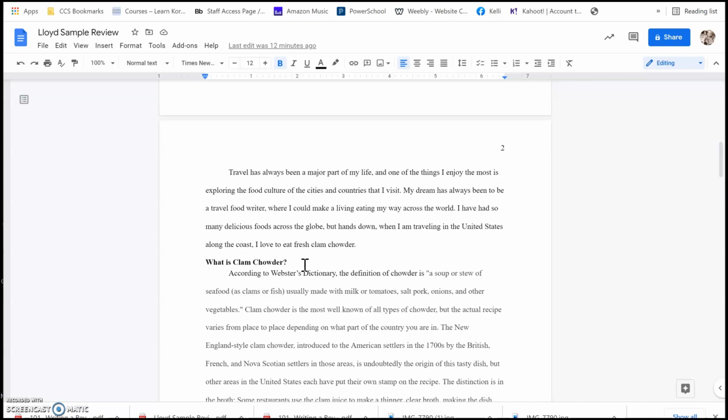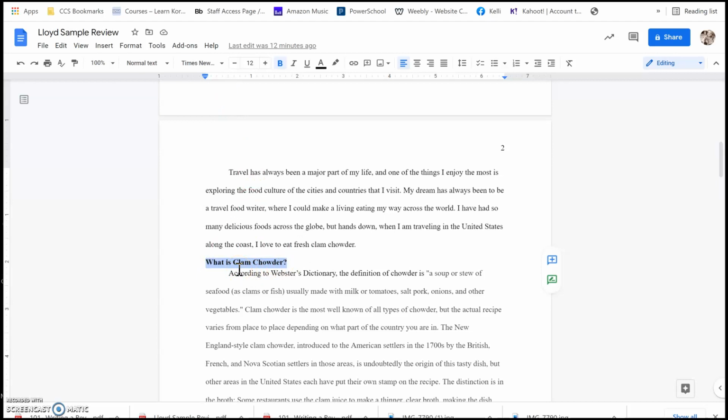So I use a dictionary definition to define what chowder is, because I felt like that was probably the most important thing to establish for my review. Because a lot of people, if you told them, I love to eat clam chowder, they wouldn't know what chowder is. Okay, so I started, and you notice that I put in a bold heading for that, and I'm just establishing what clam chowder is.